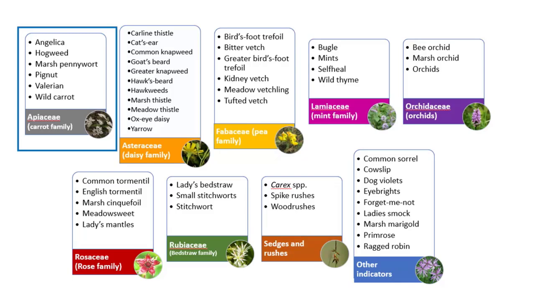And you can see there's 6. So there's Angelica, Hogweed, Marsh Pennywort, Pignut, Valerian and Wild Carrot. I'm going to take you through some of the main characteristics, and as we go through the course, I'll put up some pictures and some more diagrams as to how you might identify some of those species.